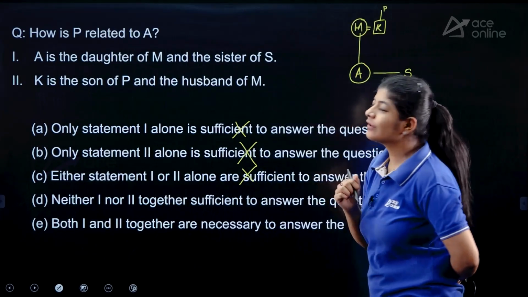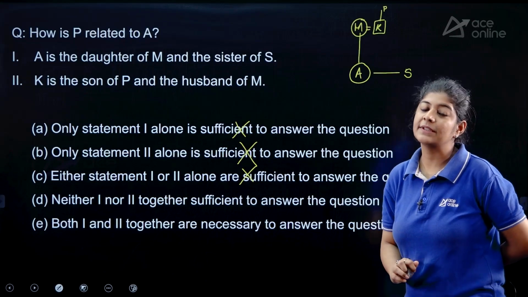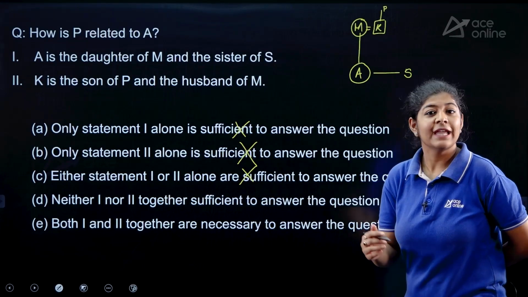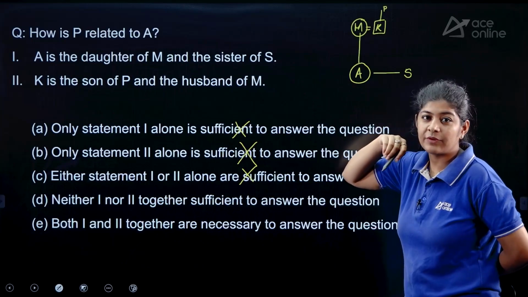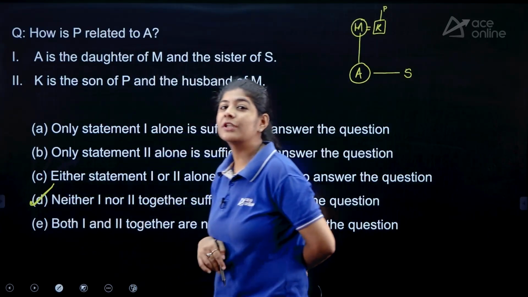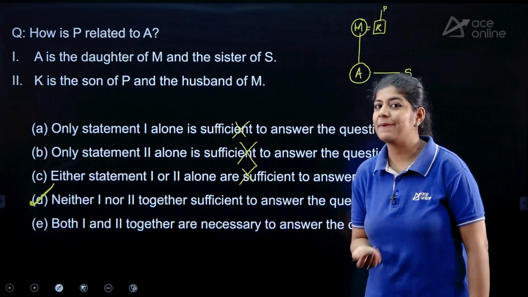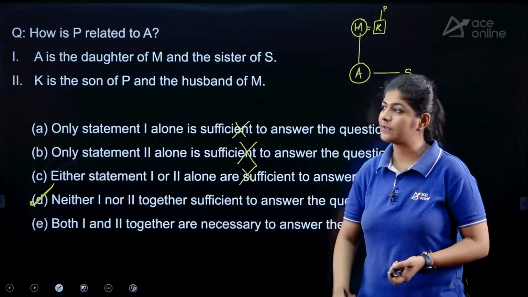But we need to find out how P is related. P may be grandfather or grandmother. The gender of P is not defined. And after merging both of them, still we are not able to figure it out. So option number D is the correct one, as we are not able to define the gender of P, because just to define the relationship we need the gender as well, right?